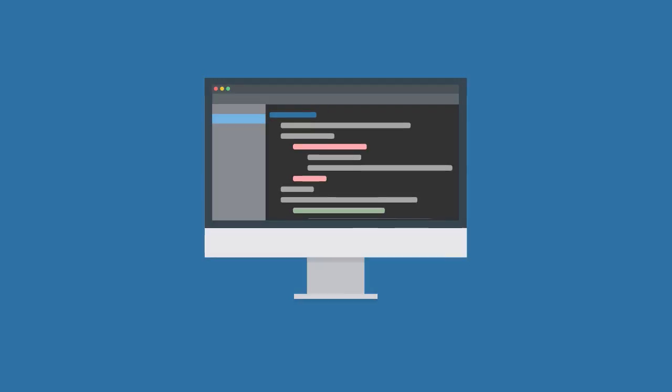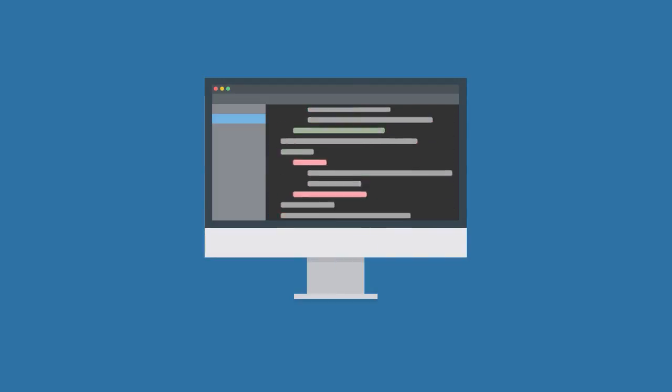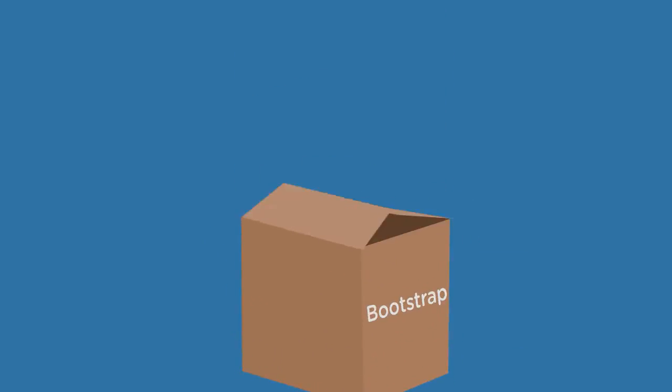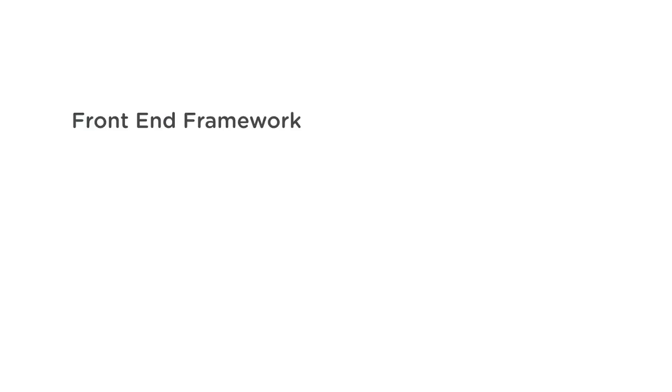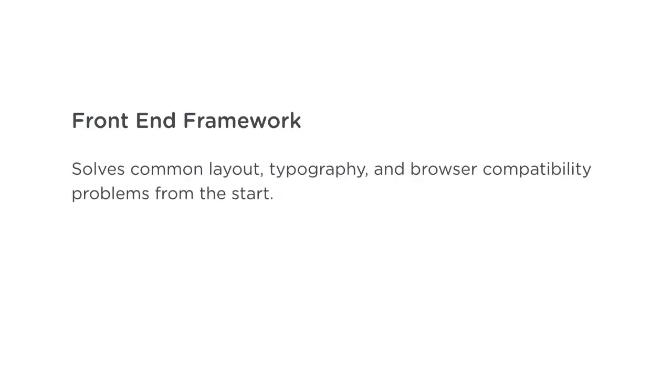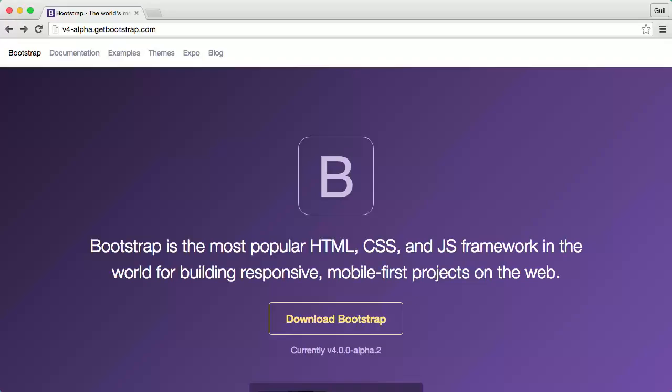So instead of creating your own custom solution for each of these, you can use a framework like Bootstrap as an out-of-the-box solution for implementing your layout and components in little to no time. In other words, a front-end framework solves many of the common layout, typography, and browser compatibility problems from the start, so you can simply focus on your content or design. To view the latest documentation for Bootstrap, visit getbootstrap.com.